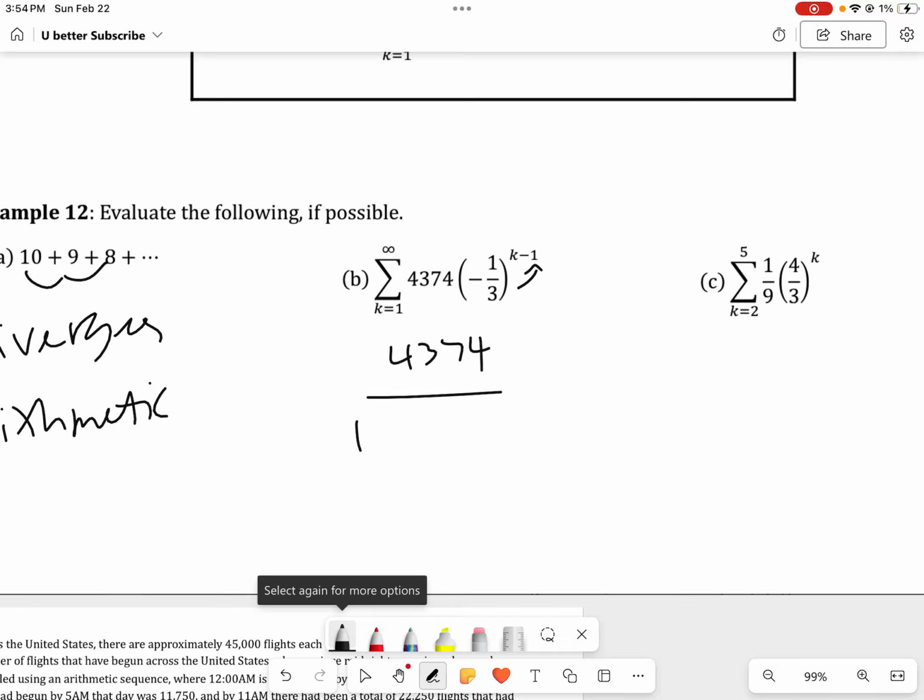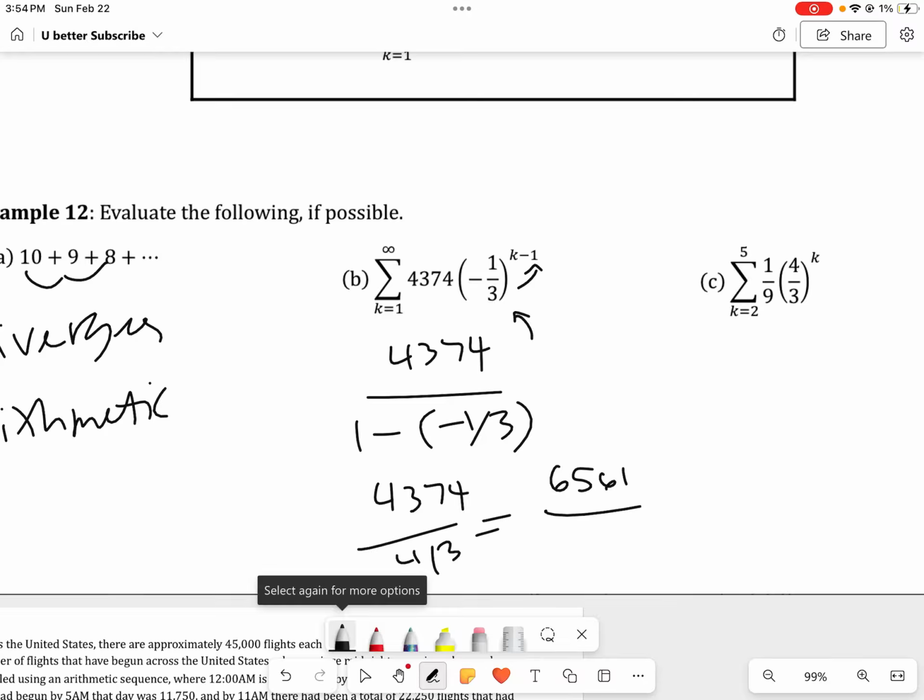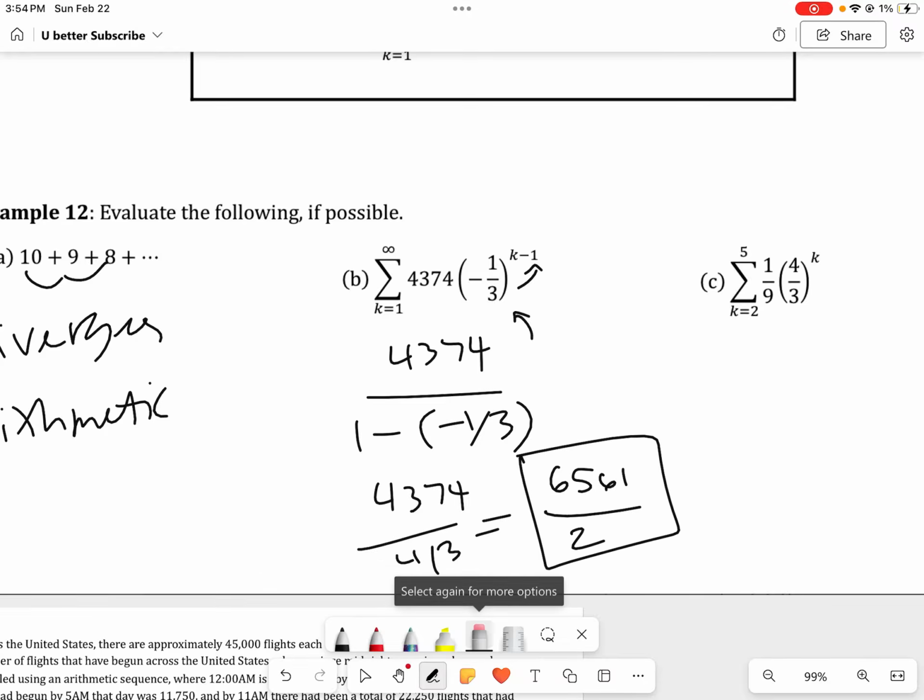So we just have 1 minus negative 1/3 right here, because it's a value that you have. That's just going to be 1 plus 1/3, which is 4 over 3. 4,374 over 4/3, if you simplify it out, is going to give you 6,561 over 2. And since it's geometric, and r is less than 1, that's the value.